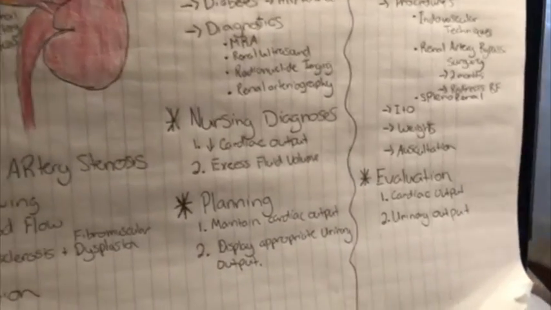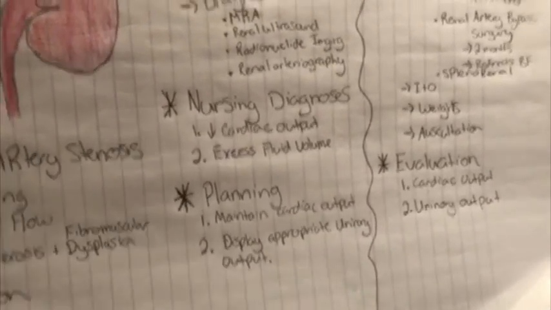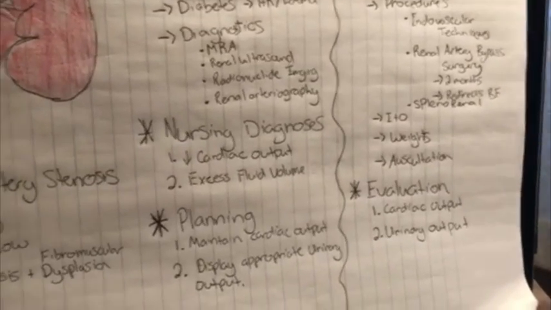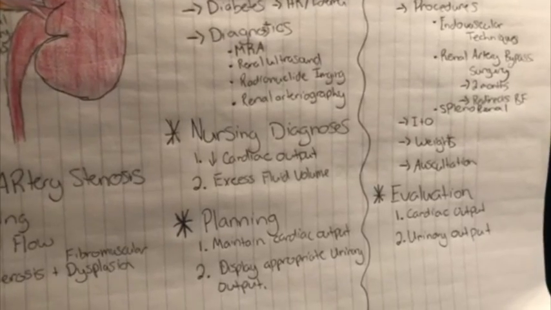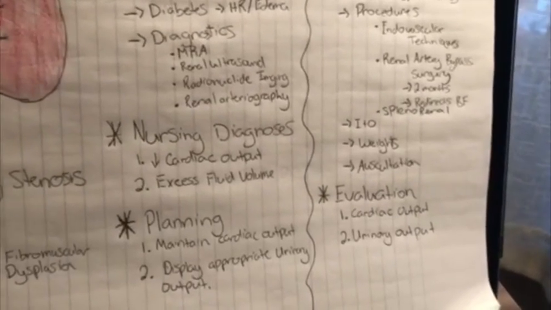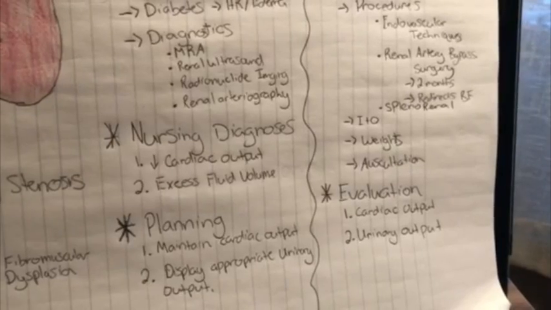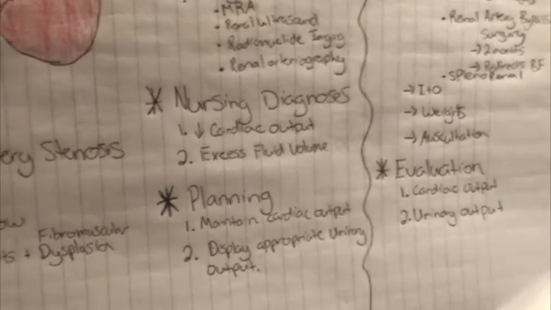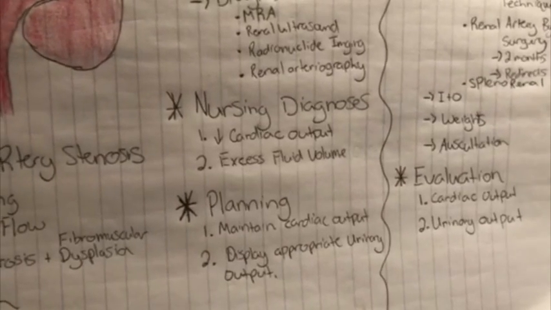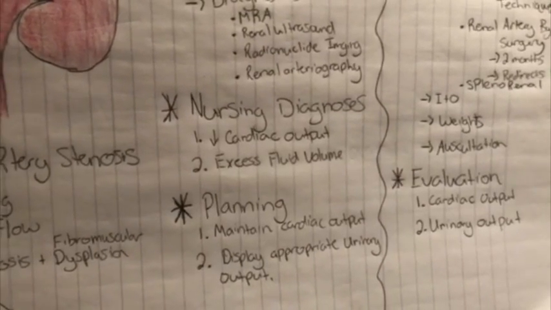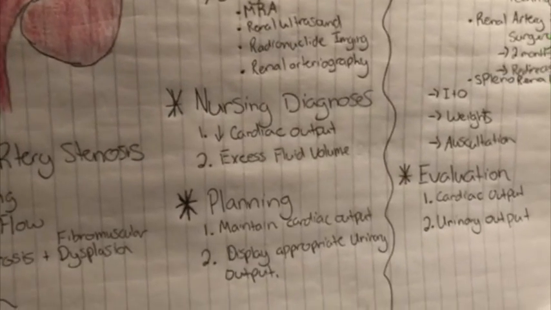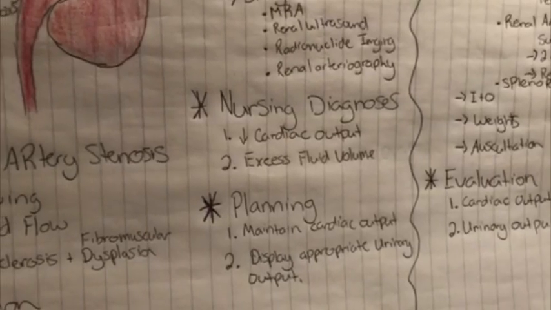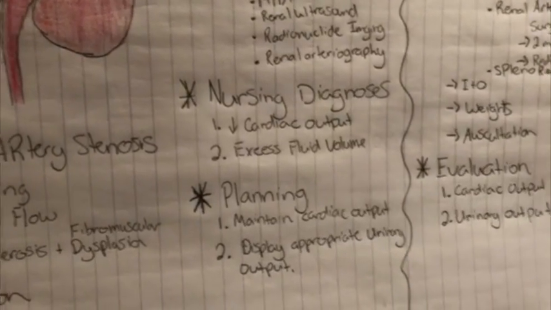And for your planning, the patient will maintain cardiac output as evidenced by blood pressure and heart rate and rhythm within patient's normal limits. Peripheral pulses will be strong and equal with adequate capillary refill time throughout hospitalization. And secondly, patient will display appropriate urinary output with creatinine and glomerular filtration rate levels near normal, maintain a stable weight and vital signs within patient's normal range, and absence of edema throughout hospitalization.